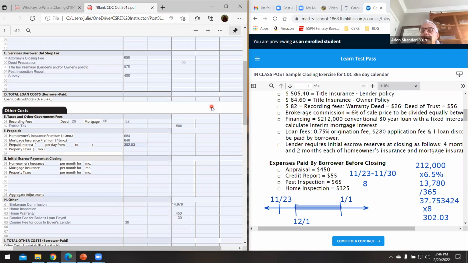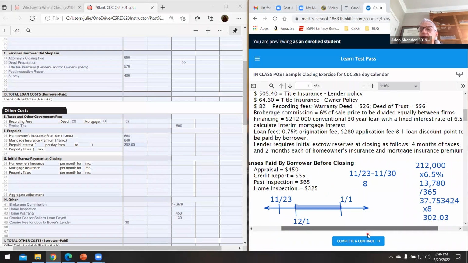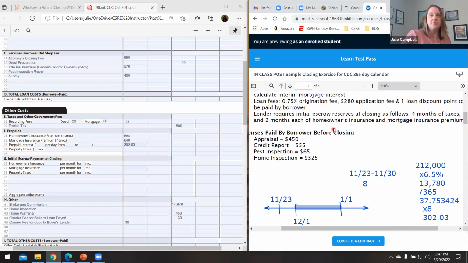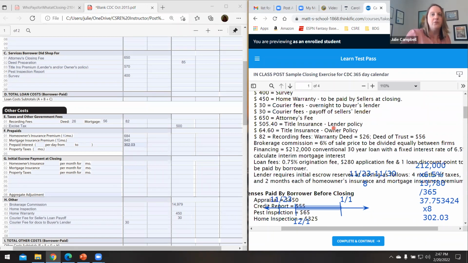Hey, Julie, it's sort of related to that. I'm trying to envision the type of questions we're going to get, because I would have expected that the question would be something along the lines of calculate interim interest. And why would we take 20 to 30 minutes to do that? So in other words, what does the math question look like in the exam? You're doing a full-blown settlement statement.